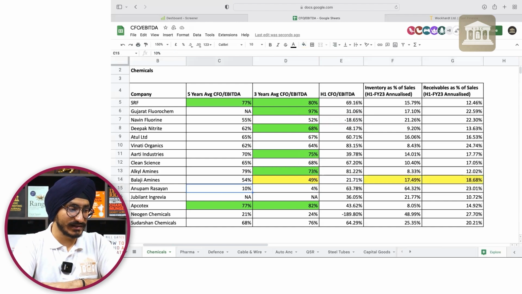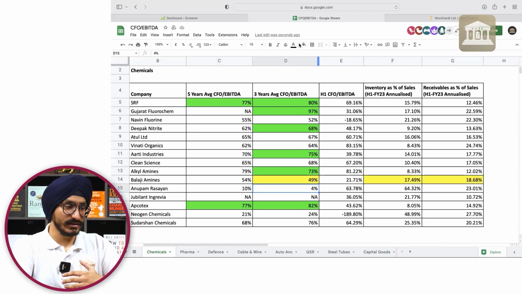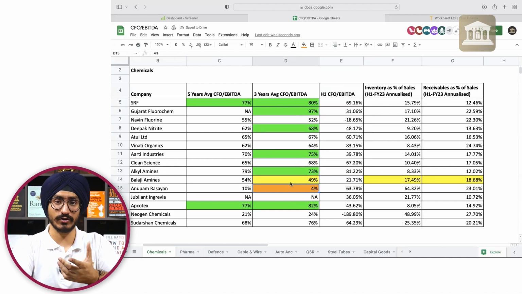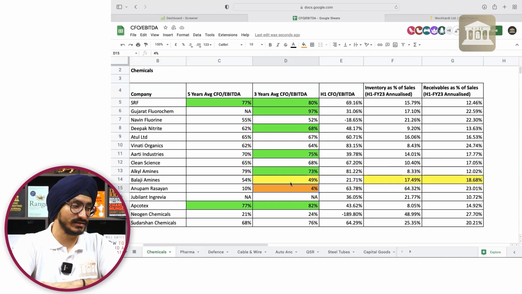If you look at Anupam Rasayan, then it is barely at 4% for the last 3 years average. So again, this is one of the lowest in the sector perhaps, and this is something that while you're analyzing the company, you should really get to the bottom of: why is the CFO to EBITDA for Anupam Rasayan one of the lowest in the sector?